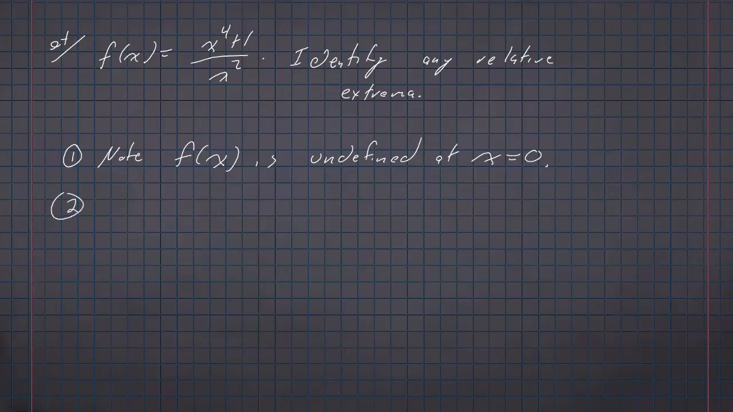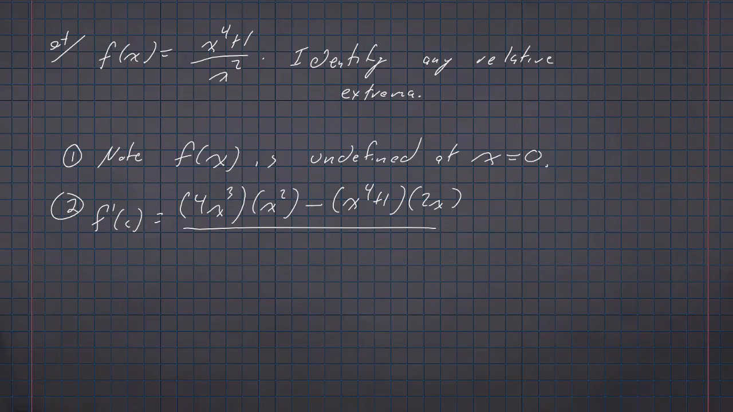But the first derivative test asks us to look for critical values. So I'm going to take the derivative of this function. Using the quotient rule, we're going to have the derivative of the numerator, which will be 4x cubed, times the denominator, which is x squared, minus the numerator, x to the fourth plus 1, times the derivative of the denominator, which is 2x, all over the denominator squared.